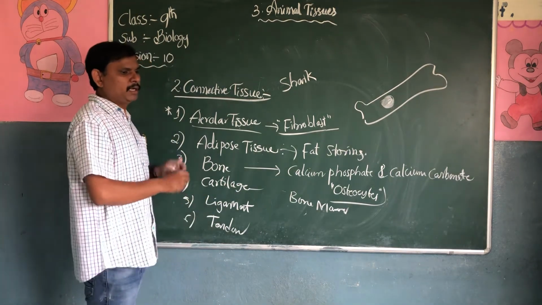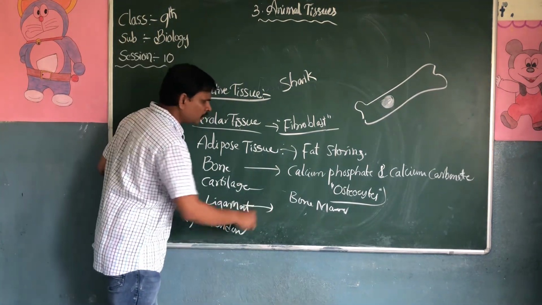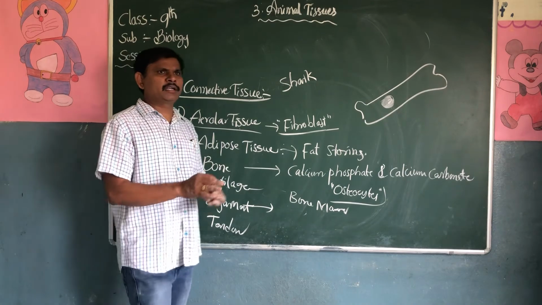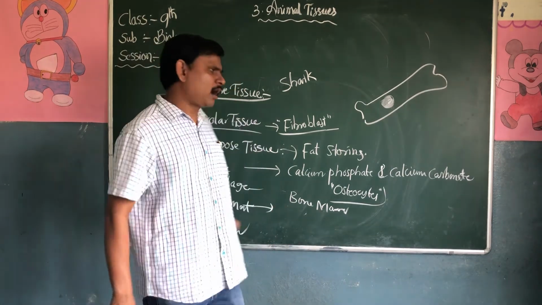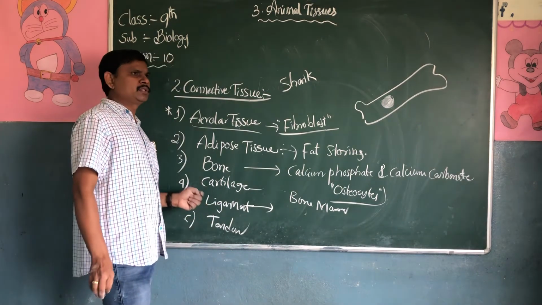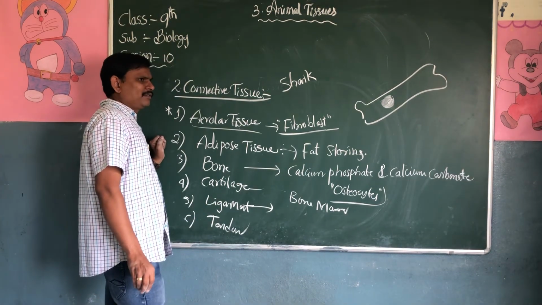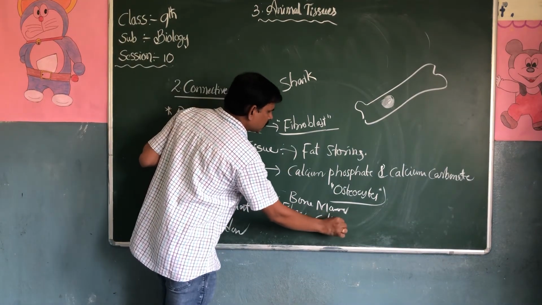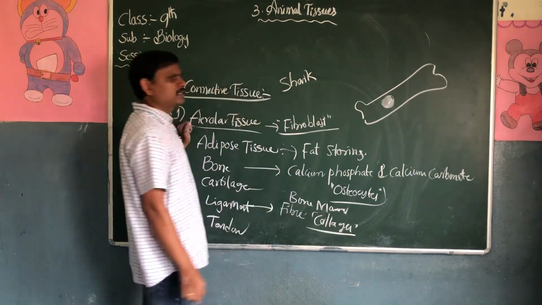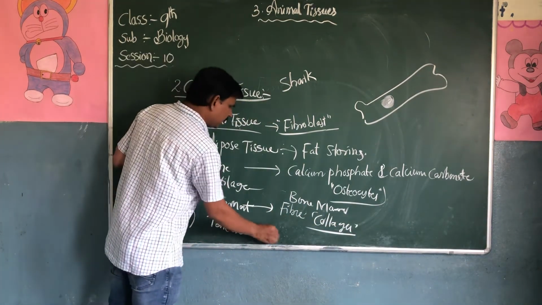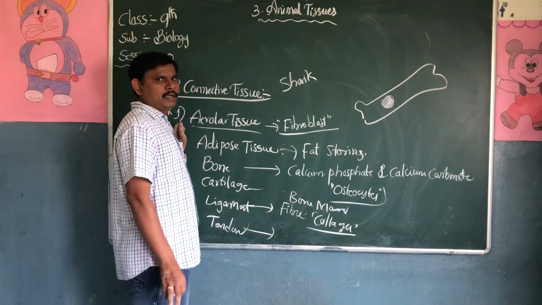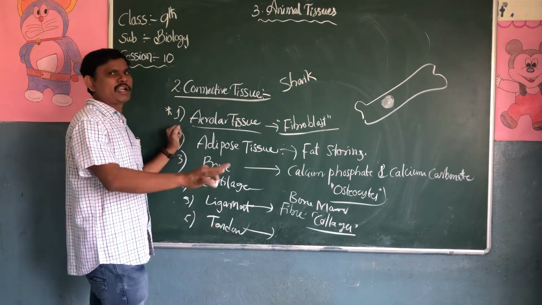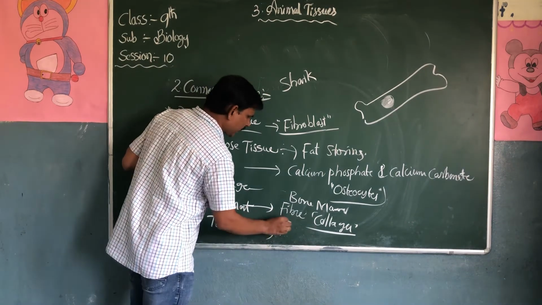Next one is ligament. The joints where one bone is connected to another bone are called ligaments. In the ligament there is a fibrous presence, made up of collagen. Tendon also helps in connecting the muscles to the bones at the joints. It also has fibers.